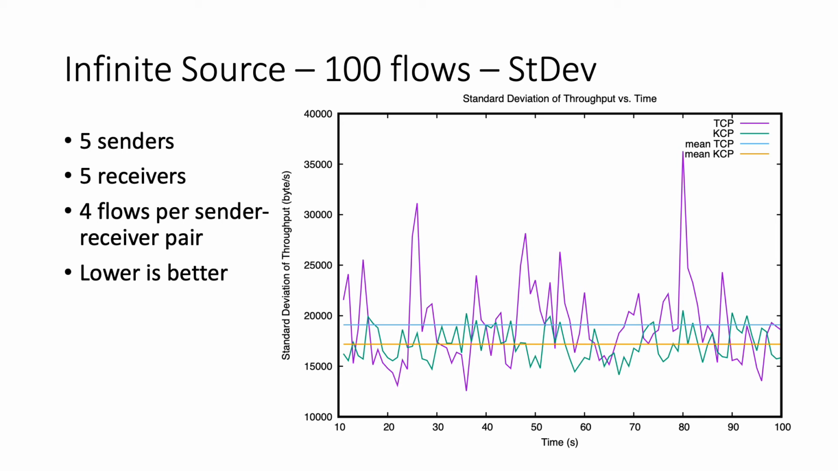Continuing the same experiment, we're now plotting the standard deviation of throughput versus time. This is the same experiment with 100 flows, and in this plot, lower is better. We notice that KCP has a lower mean standard deviation of throughput than TCP. And you can eyeball the graph and see that TCP has significantly higher peaks in the standard deviation of throughput. So the standard deviation of throughput is higher for TCP than it is for KCP. That would indicate that TCP is a little bit less fair as well.